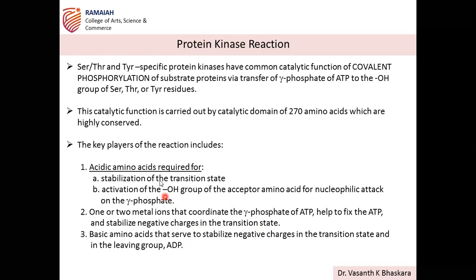So basic amino acids, acidic amino acids, these two functions: stabilize the transition state and then activate the hydroxyl group of the acceptor amino acid. Then basic amino acids, apart from metal ions, also function in stabilizing the negative charges in the transition state and in the leaving group of ADP. So the negative charges in the leaving group, that is from ATP, and then during the transition state, they are mainly stabilized.